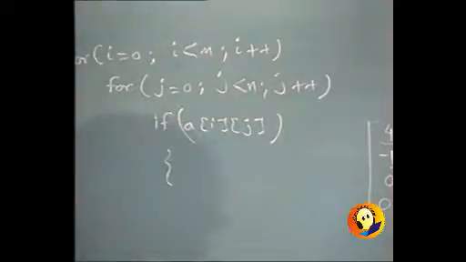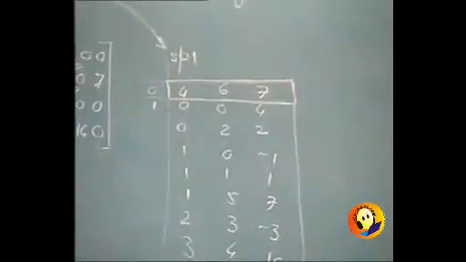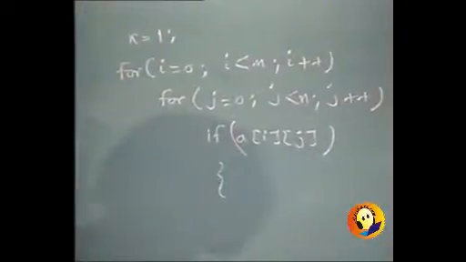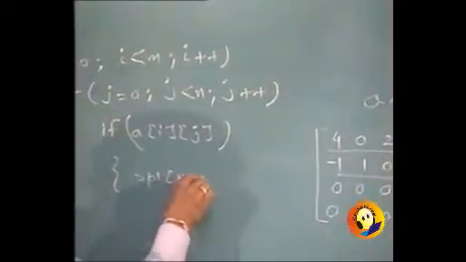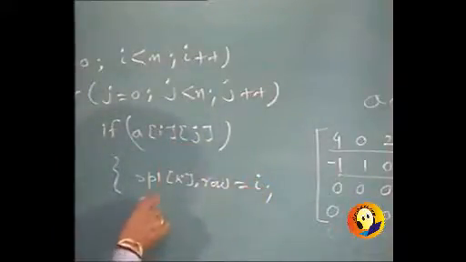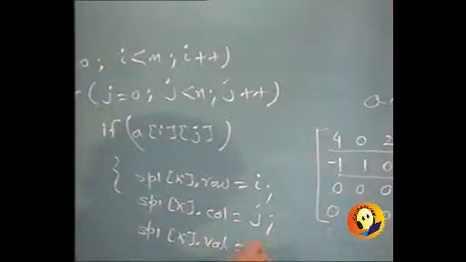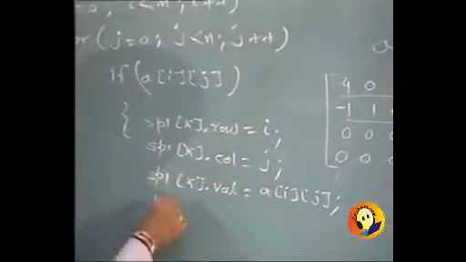Where will the first non-zero value go? To position 1, not position 0. That means I will require some position for that SP, which will start from K. And then you will say SP1 of K dot row will be the row number of that non-zero element I. SP1 of K dot column is Z. SP1 of K dot val is equal to A of I Z. And I have consumed one position, K plus plus.